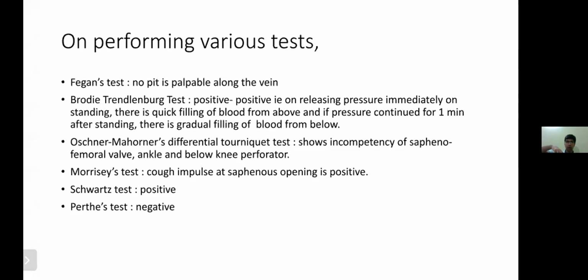If there is a vein filling from above downwards, the SFJ is incompetent, it's coming down. That is how you test the two valves, the valve in the perforator and the valve in the SFJ. Clear? A very simple test, and it can be done simply. There's a simpler test to do.